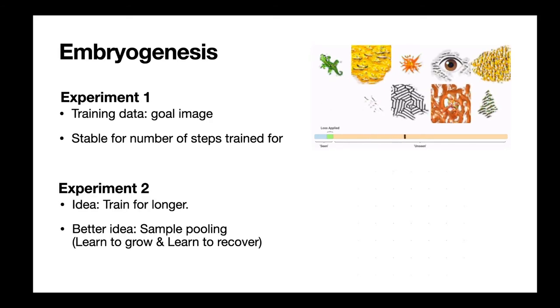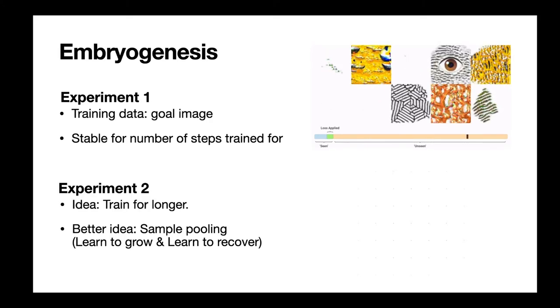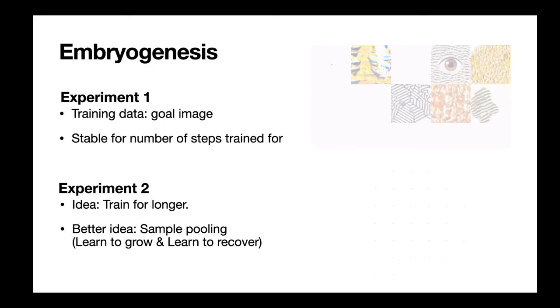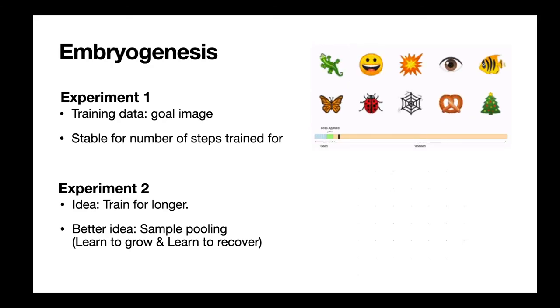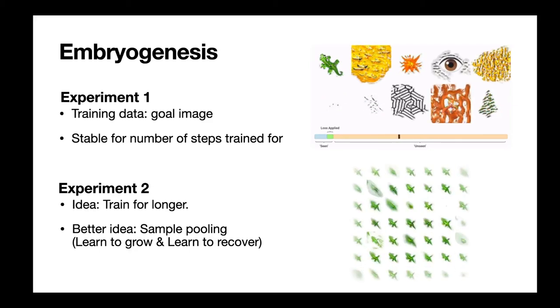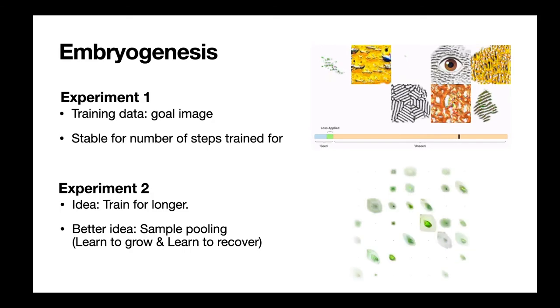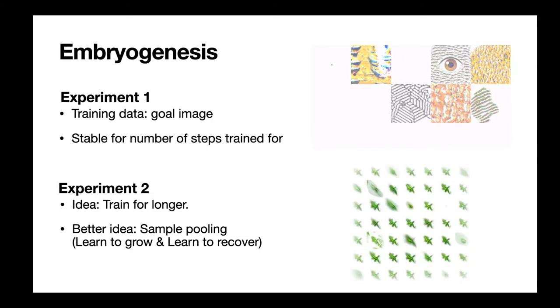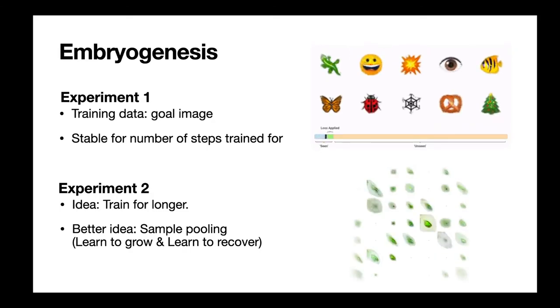In the second experiment, we could just train the model for longer, but that would increase time and memory expenditure. Instead, the authors proposed a sample pooling method, where the current state overrides a random previous state in a running set. This puts pressure not only on growth, but also on recovery from incomplete states.